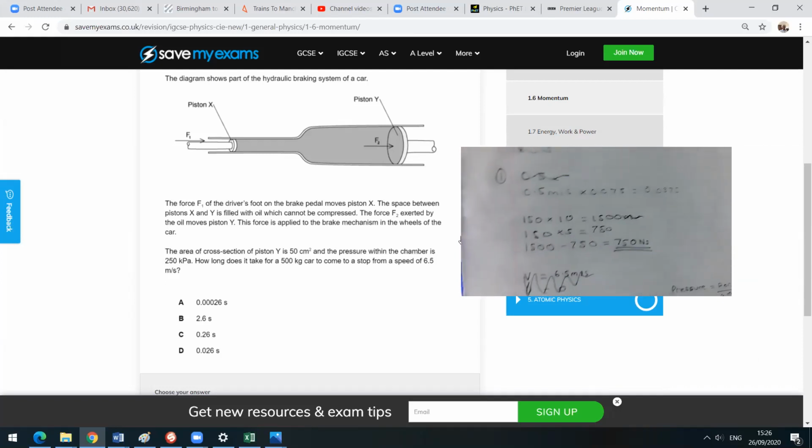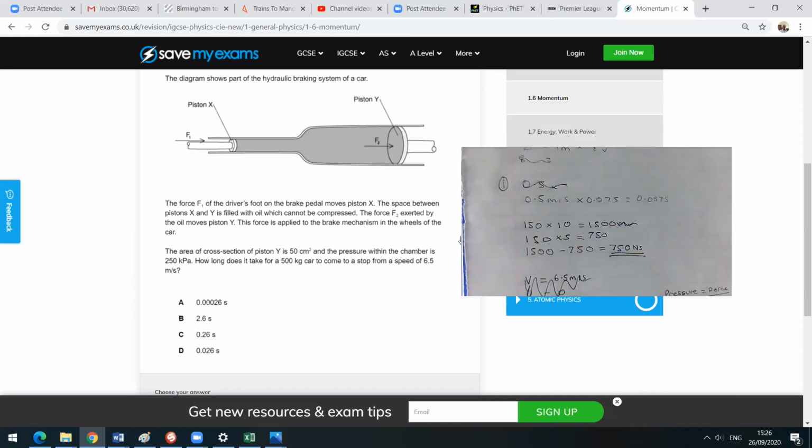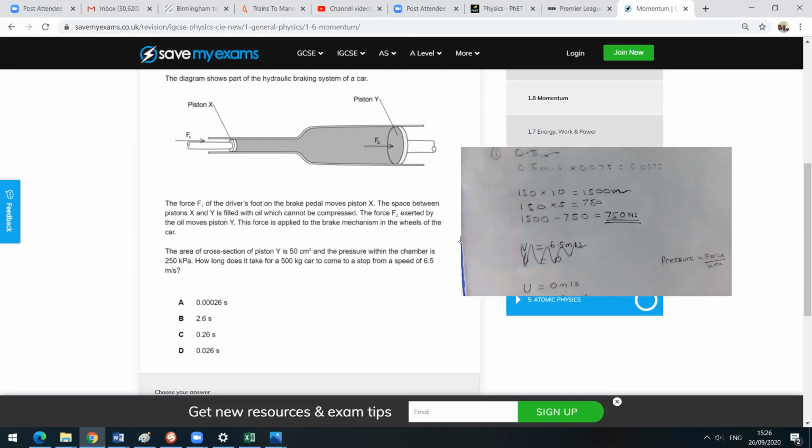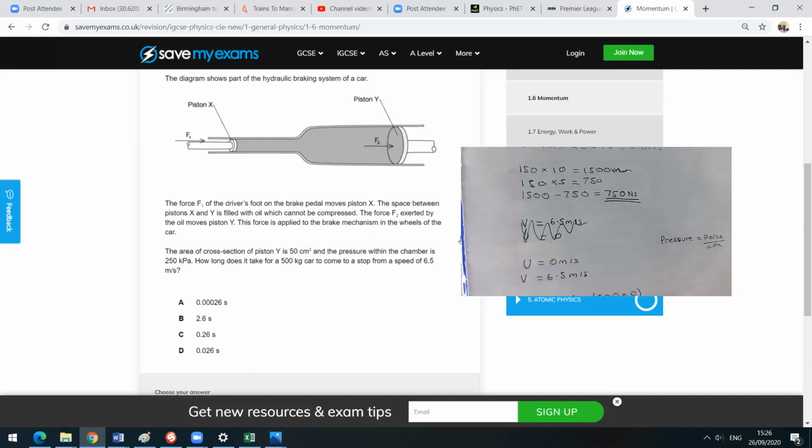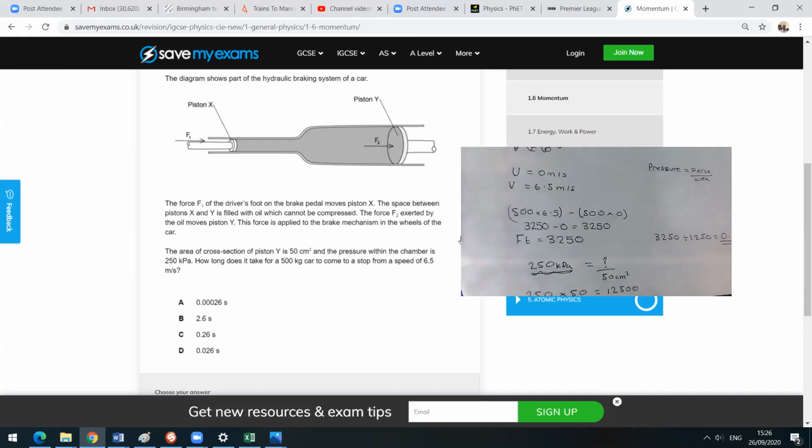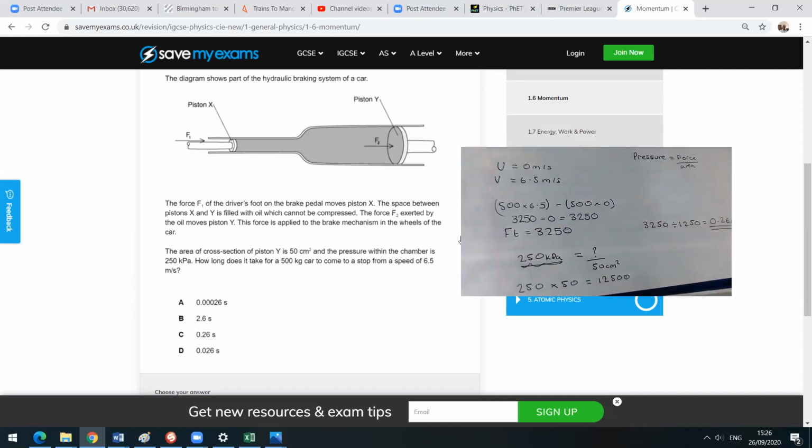So, where did you start off from? Okay, pressure is force divided by area. Good. So, what did you need to find first? You needed to find the force: 500 times 6.5, which is 3,250. Good. Now, where you got caught out, you said 250 times 50.